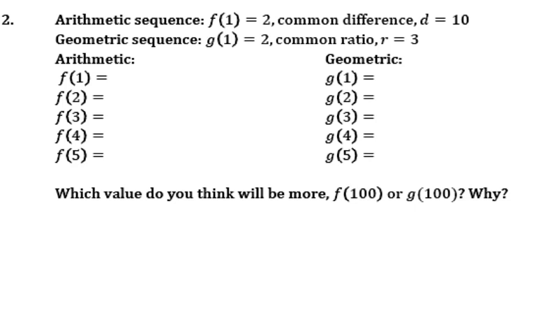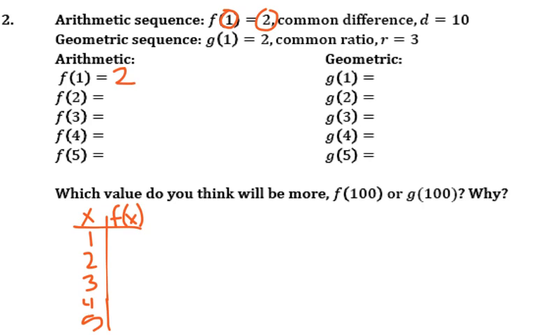a sequence that's given us a starting point, telling us how it's growing, and we're going to find it for each term. So think of this as if we were making a table like this. Okay, and this is the output, and that's the input. Okay, they told us f of 1 equals 2, so I write 2 here.